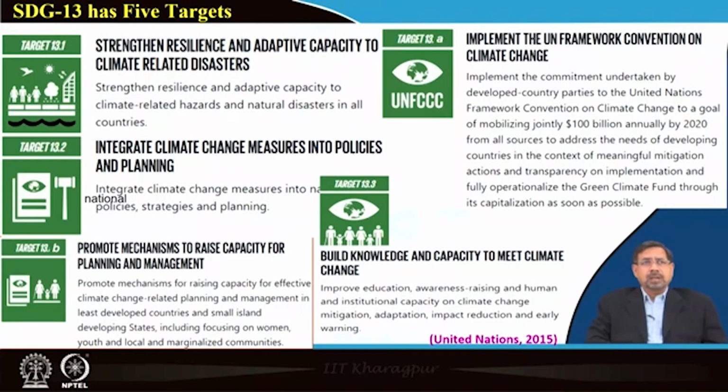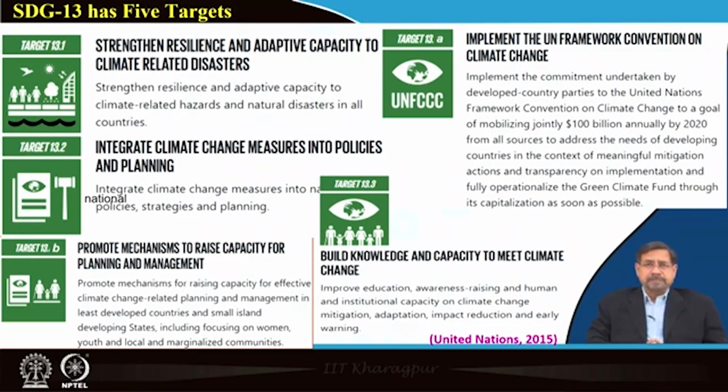Importantly, the 5 targets. SDG 13, that is on climate action, has 5 targets: target 13.1, 13.2, 13.3, and then target 13A and target 13B. Let us see, target 13.1 is also associated with some kind of symbols. It targets strengthening resilience and adaptive capacity to climate related disasters.